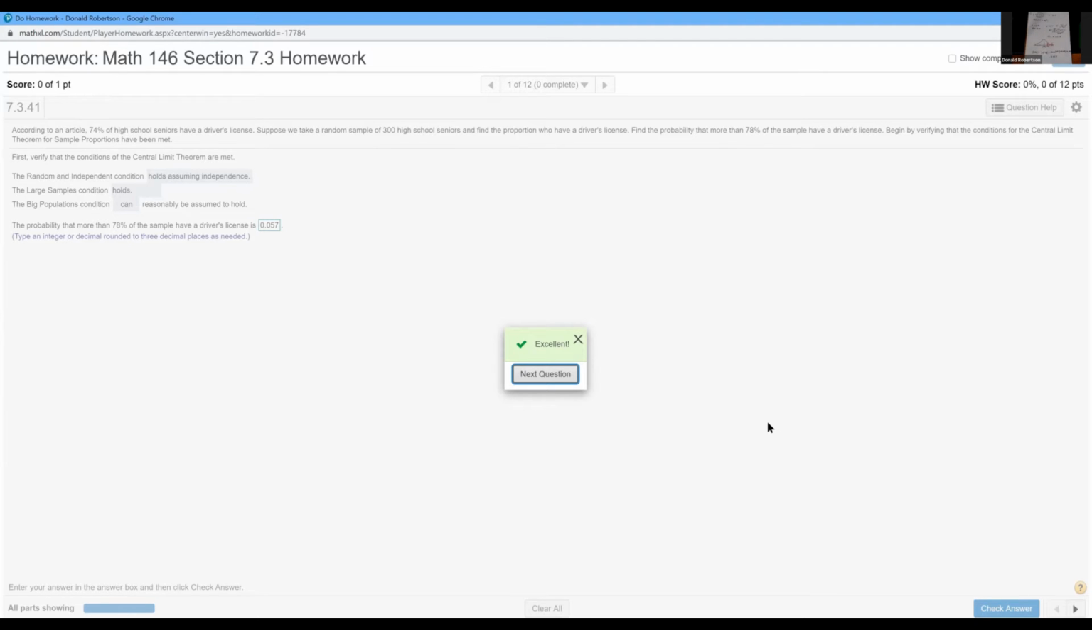That is a classic central limit theorem question. That's the kind of look that they have, where you're given some population percentage, like 74% in this case. You're given a sample size, in this case it's 300, and you want to know the probability that you have a sample bigger than this percentage or less than that percentage. Are we okay with that?